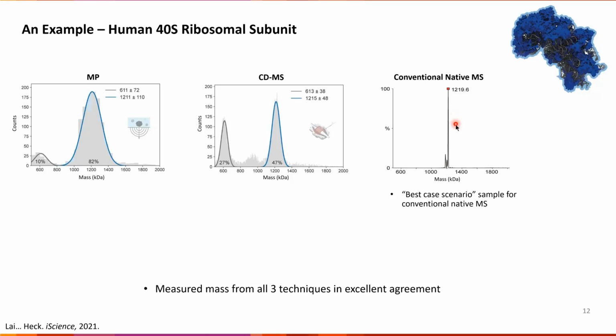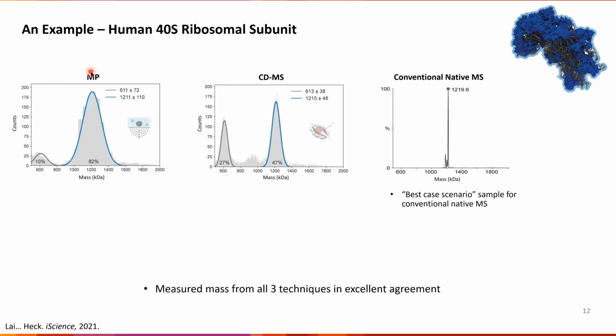So here you can see that the resolution by conventional native mass spec is quite excellent. We measure a mass of about 1.2 megadaltons. You can also see smaller peaks corresponding to that subunit loss that I described earlier. This is really the best case scenario sample for conventional native mass spectrometry, in that the sample is fairly homogeneous and the charge state assignment was not a problem. Under these ideal conditions, conventional native mass spectrometry performs extremely well.